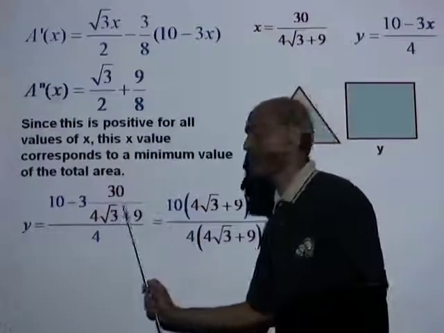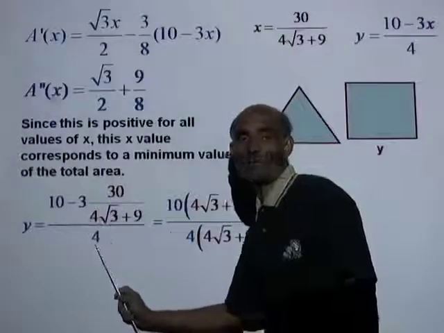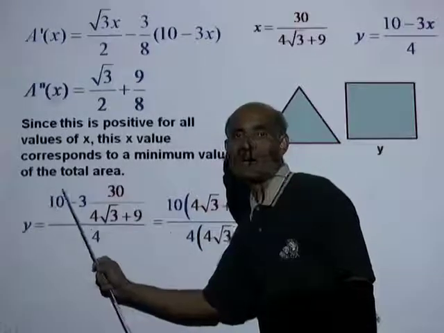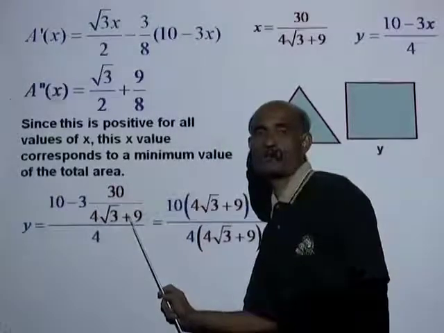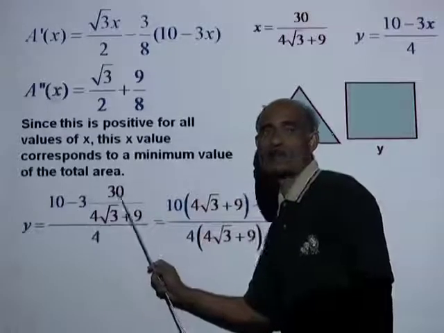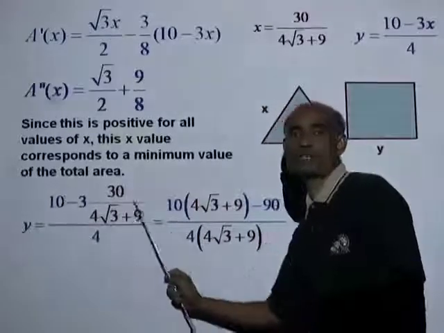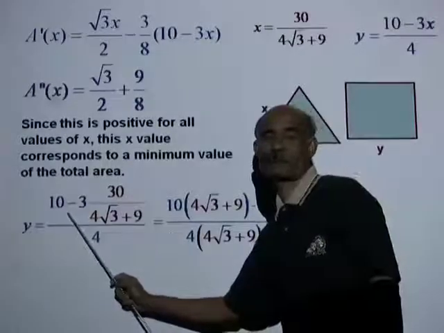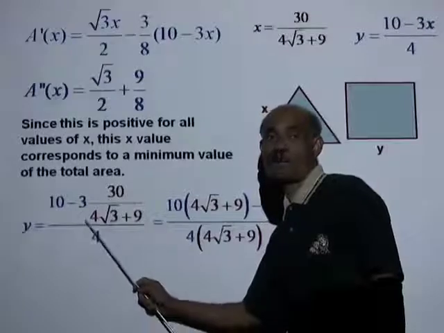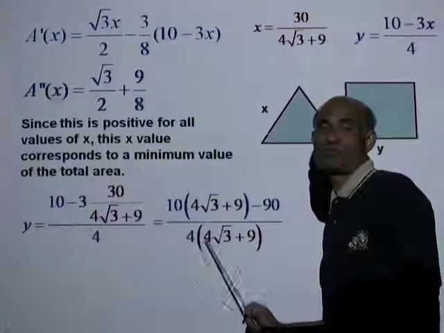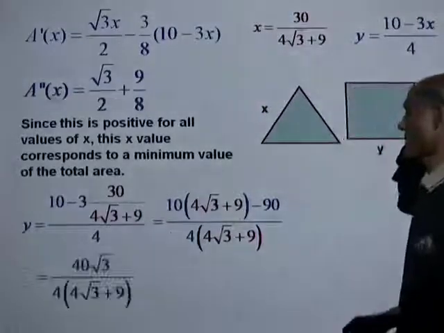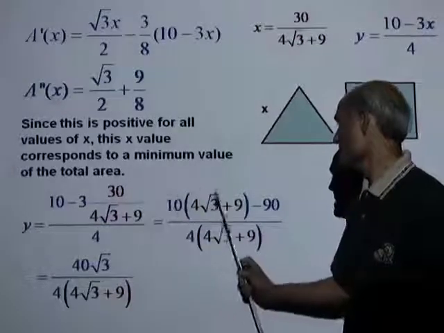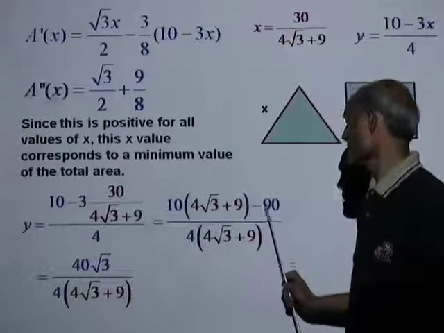It's a very simple phenomenon. That is the common denominator, and that will multiply with 10. That will be 10 times 4 square root 3 plus 9 minus 90. That is now on the numerator. Now, the common denominator is 4 square root 3 plus 9. And this denominator and that will now combine to produce this. Okay, and if you simplify this, you can see 10 times 9, 90, minus 90.